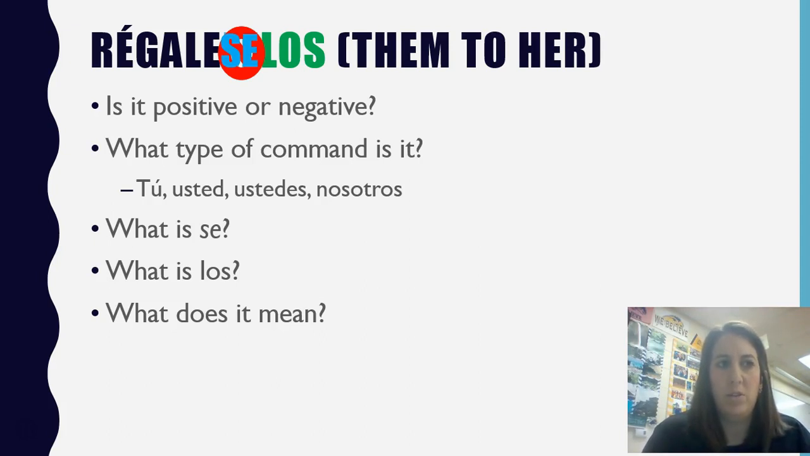Give them to her. So our word order is just a little bit different than how we express our ideas in English. We can't have two L pronouns in a row. So anytime you're using le or les with lo, la, los, or las, you're going to change that le to se because it's easier to say. Make sense? Okay.